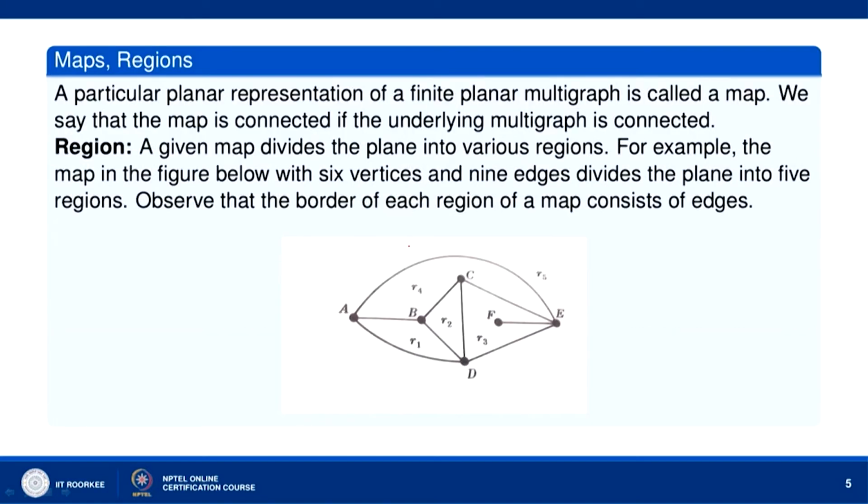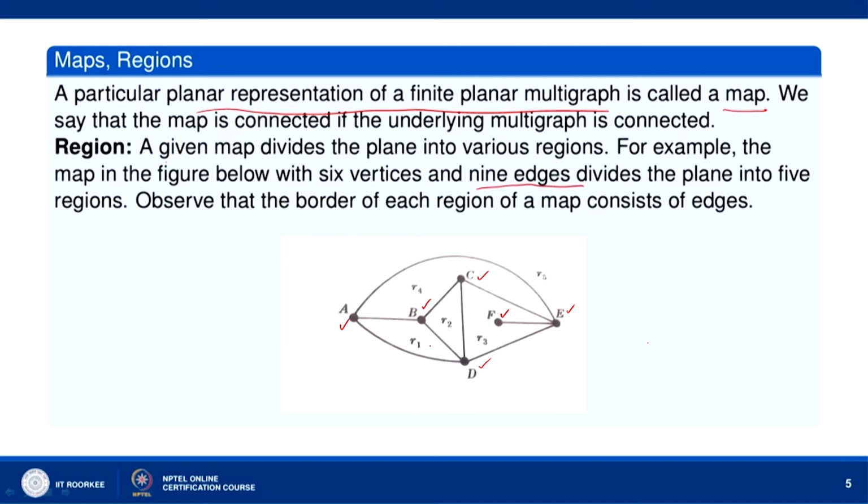Now, let us discuss maps and regions. A particular planar representation of a finite planar multigraph is called a map. We say that the map is connected if the underlying multigraph is connected. Now, region: a given map divides the plane into various regions. For example, the map in this figure below has 6 vertices, you can see there are 6 vertices A, B, C, D, E and F. There are 6 vertices and there are 9 edges.